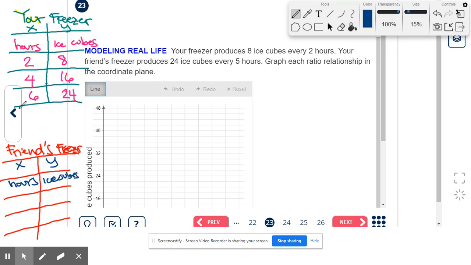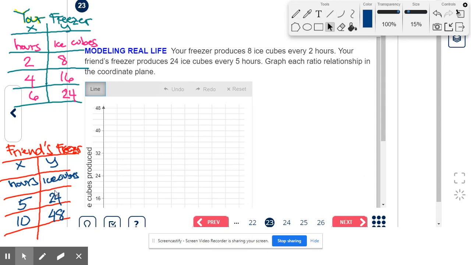All right. Now, your friend's freezer says 24 ice cubes, so 24, and 5 for 5 hours. That means for 10 hours, you're going to get what? 48. Now, do we need the third ordered pair? We don't have to. So let's try graphing this.